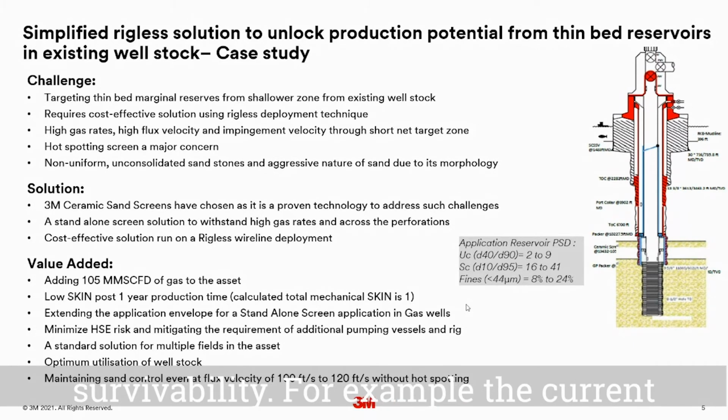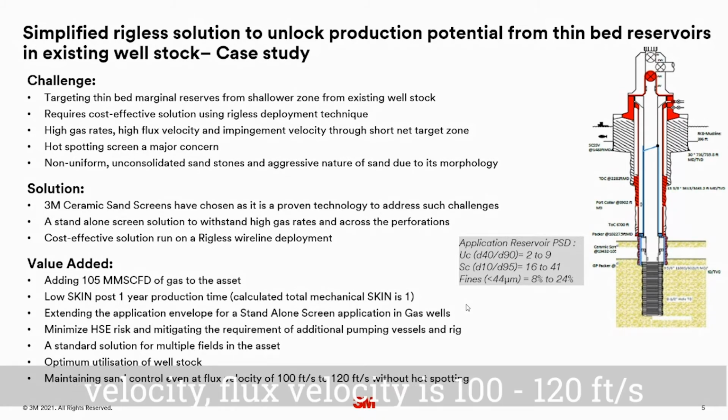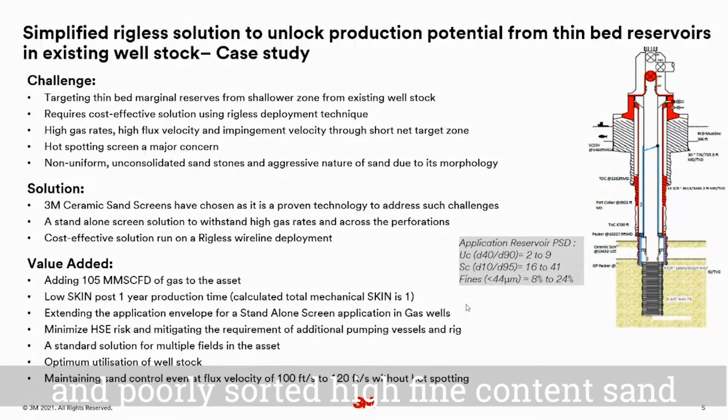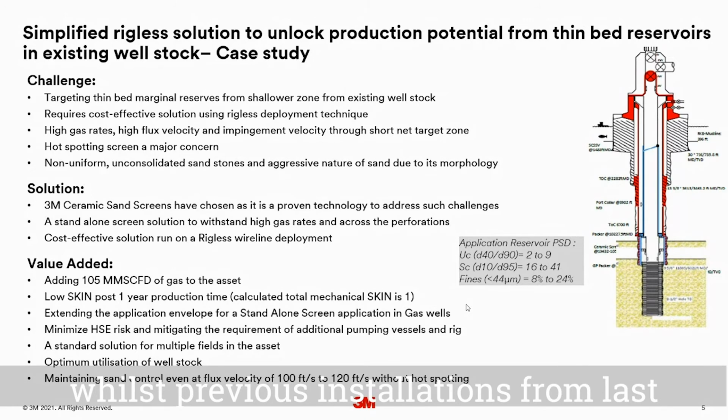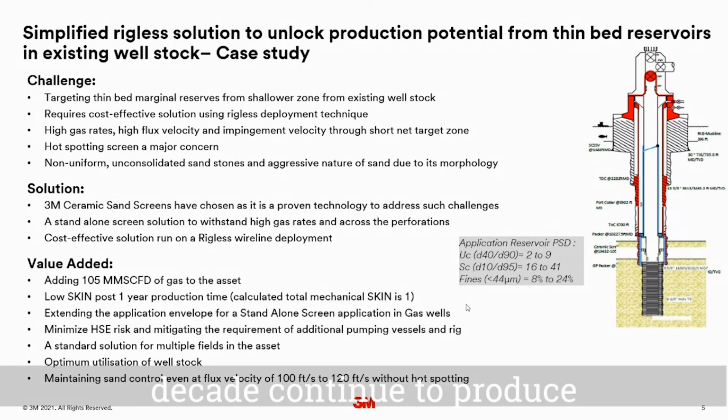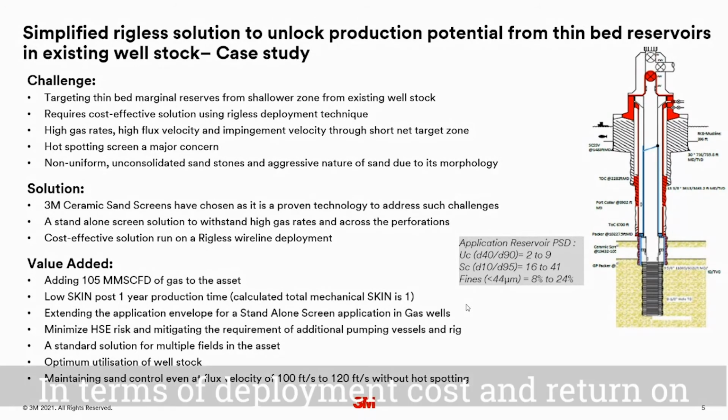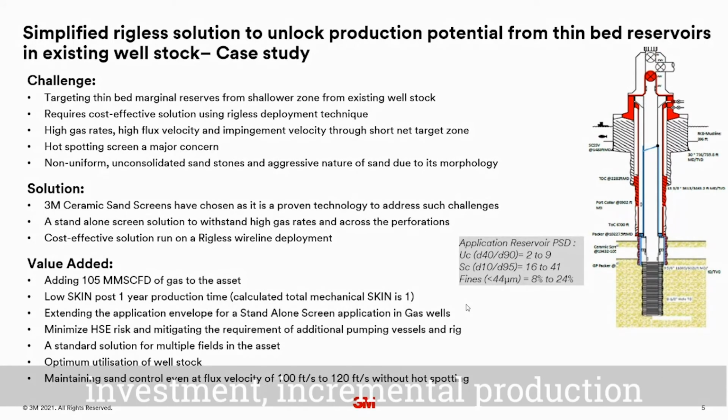For example, the current flux velocity is 100 to 120 feet per second in poorly sorted high fine content sand. This well has produced for over a year, whilst previous installations from last decade continue to produce.